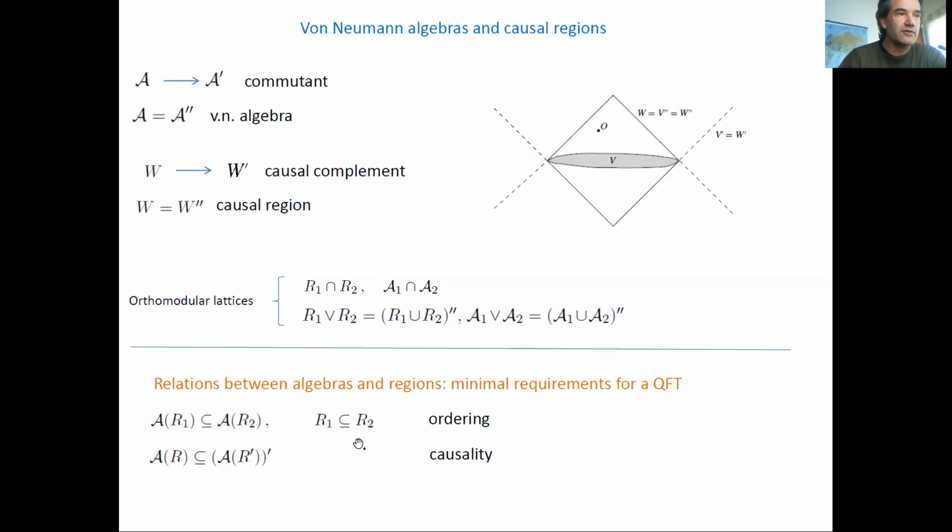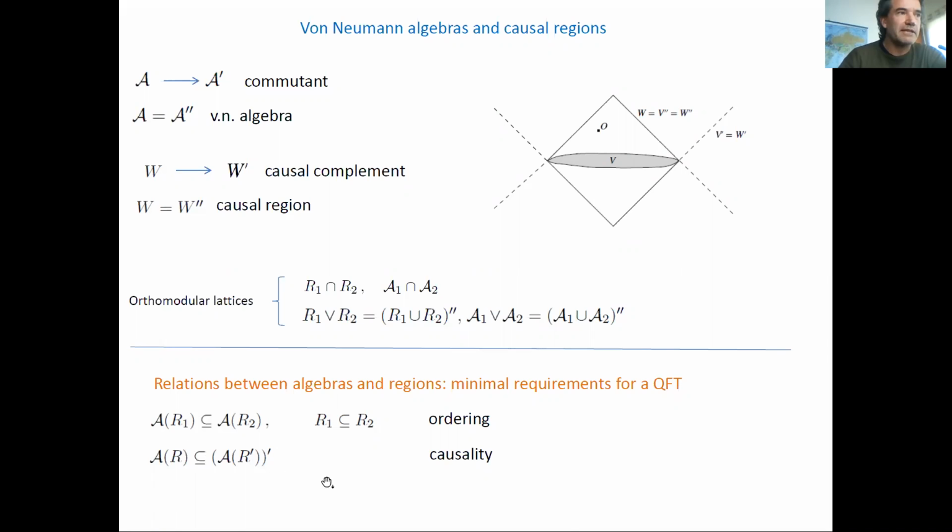And then there is also causality. That is what I have just said, that if you have an operator in a complementary region here, in a causally separated region, it has to commute with the operators inside this W.